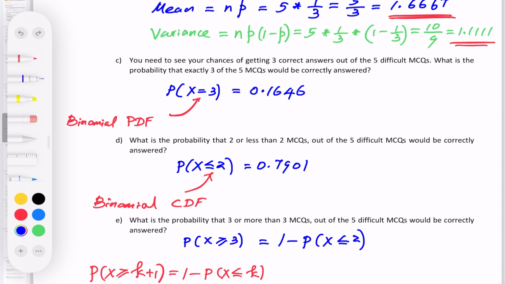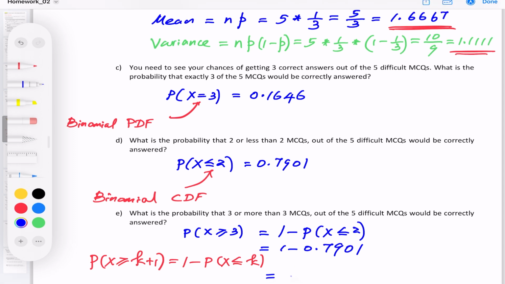Therefore, this is equal to 1 minus 0.7901. This will be simplified to become equal to 0.2099.